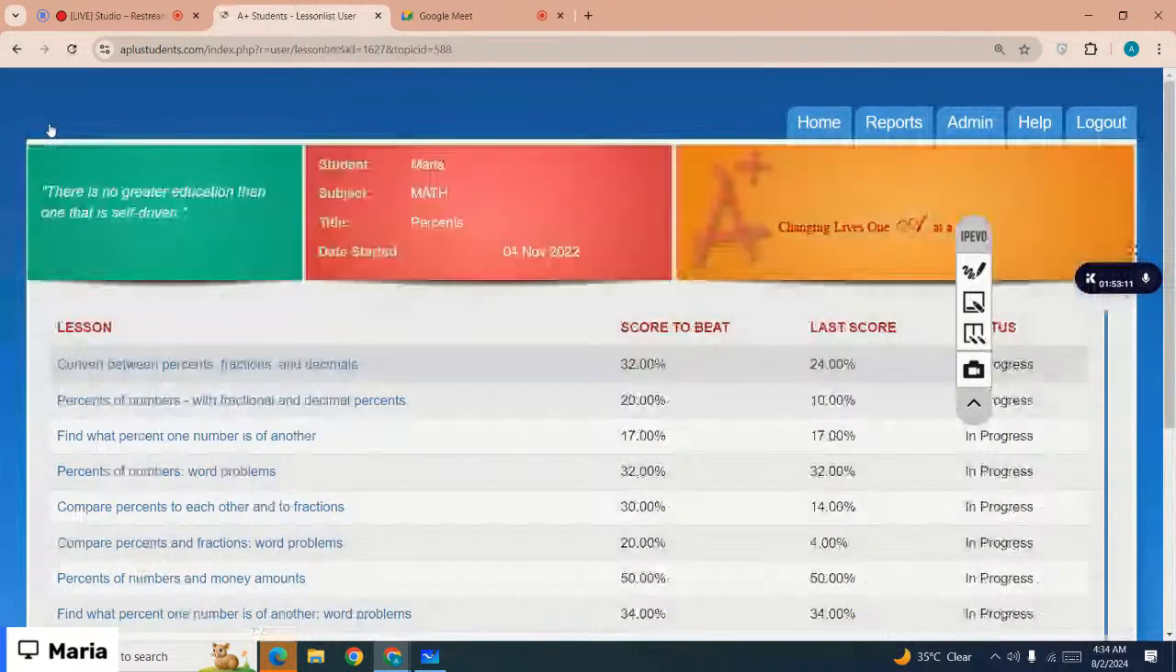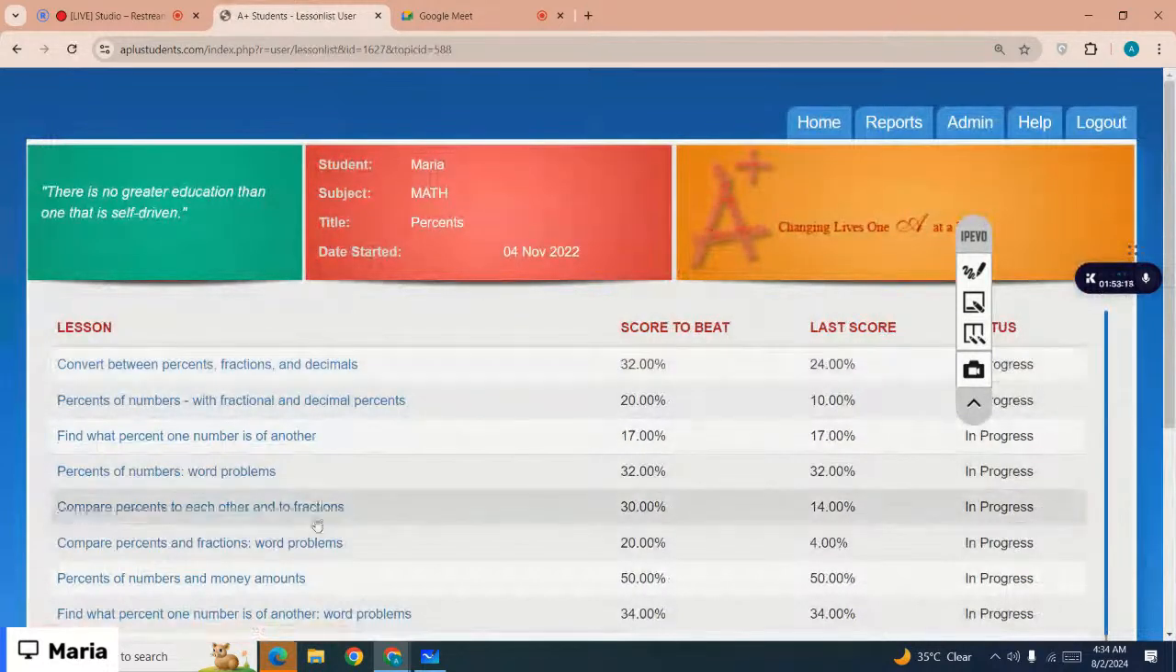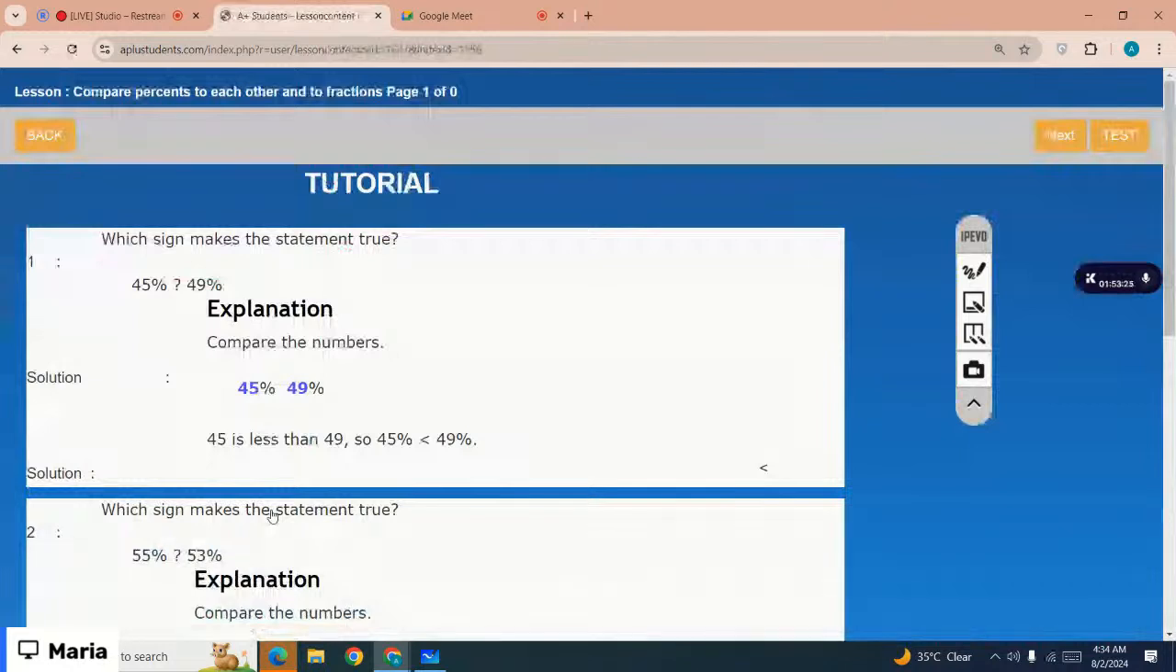The next lesson is compare percents to each other and to fractions. Okay, which sign makes the statement true, 45% and 49%? You are comparing 45 and 49. 45% is less than 49%, right? 45% is less than 49%.